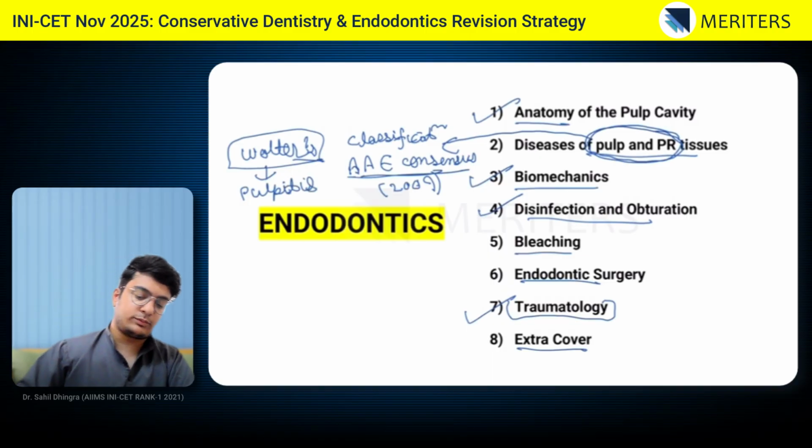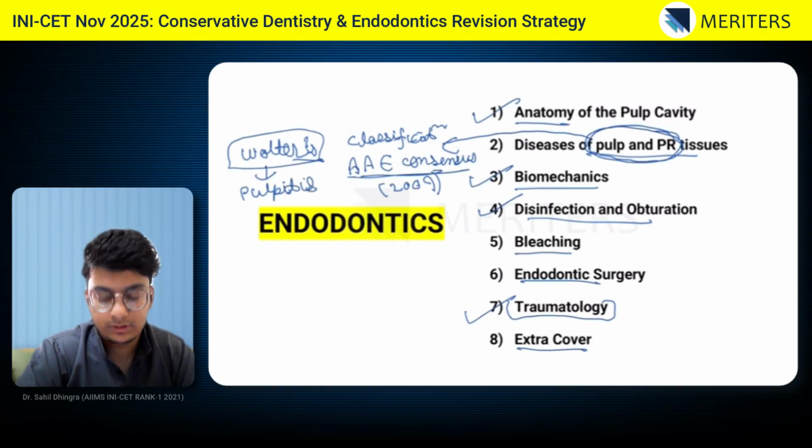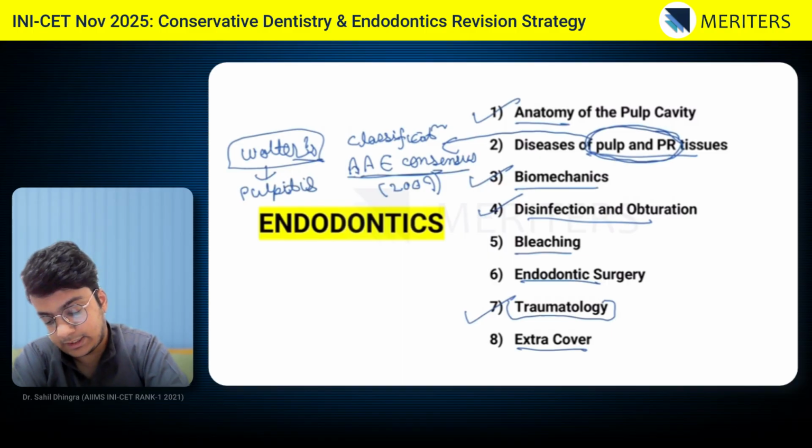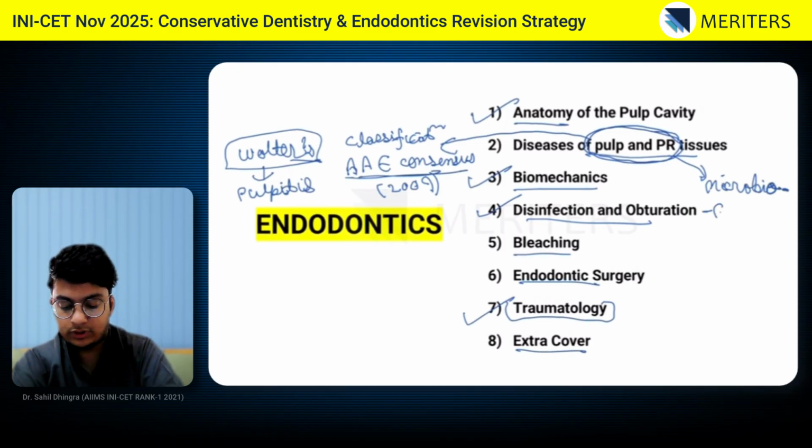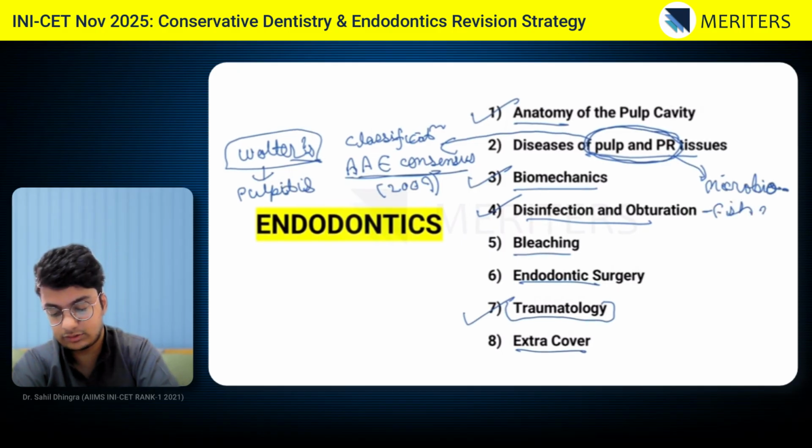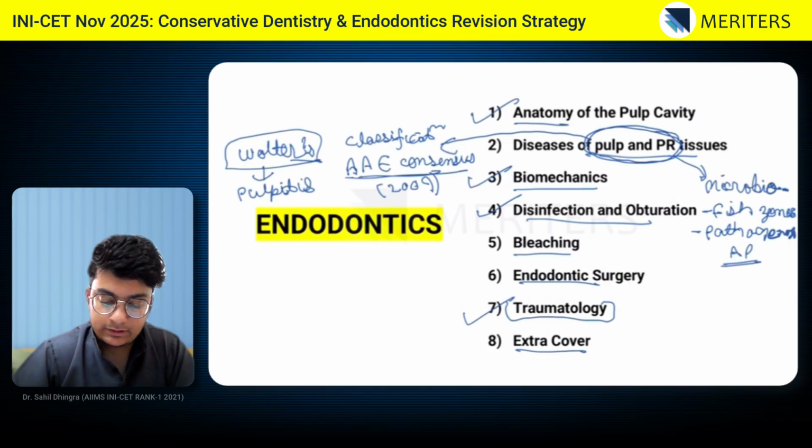Other than this, they will not ask much from these topics. In this, there is another aspect, endodontic microbiology, which is important, where you have to read about the 4 zones of Fish. What is the pathogenesis of your apical periodontitis? Pathogenesis for your AP. These are the only few topics which they will ask from this. It's a very theoretical topic, pulp and periradicular disease.